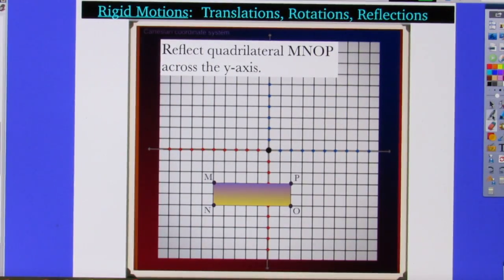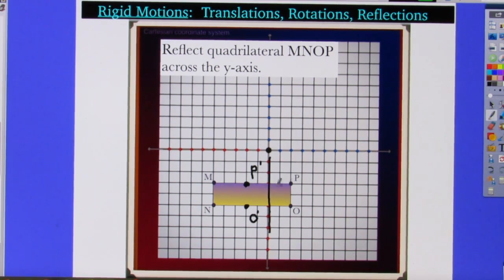Here's one thing that I'm going to show you that's a little bit trickier for some people, but it works really exactly the same way. I have to reflect this quadrilateral, MNOP, across the y-axis, and if you'll notice, it's laying right on the y-axis. So you do the exact same strategy that I just showed you. P is 1, 2 to the right of the axis, so I'm going to reflect that particular vertex 2 to the left, and it will end up right here. That's where P prime will be. Same thing with O, it's 2 to the right, so it will be 2 units to the left. That's where O prime will be.